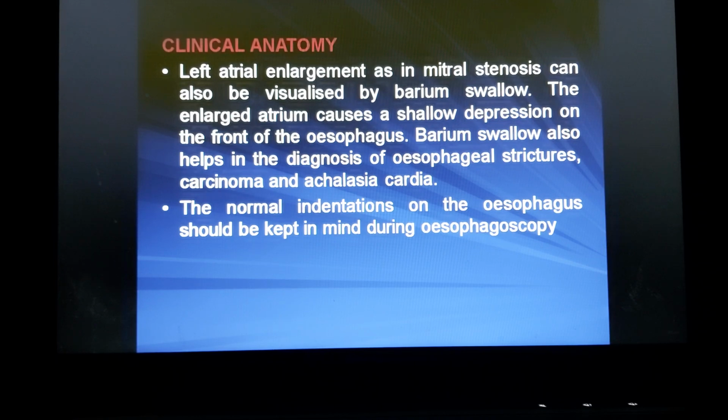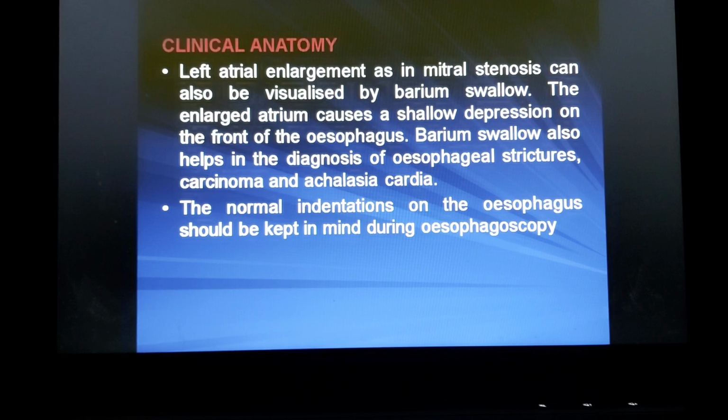Coming to the clinical anatomy, applied anatomy. Left atrial enlargement, as in mitral stenosis, can also be visualized by barium swallow. The enlarged atrium causes a shallow depression on the front of the esophagus.